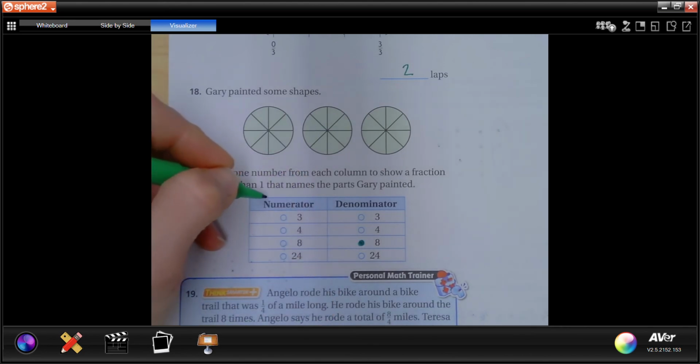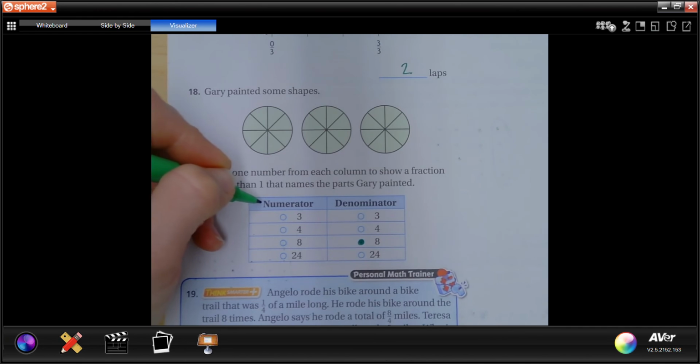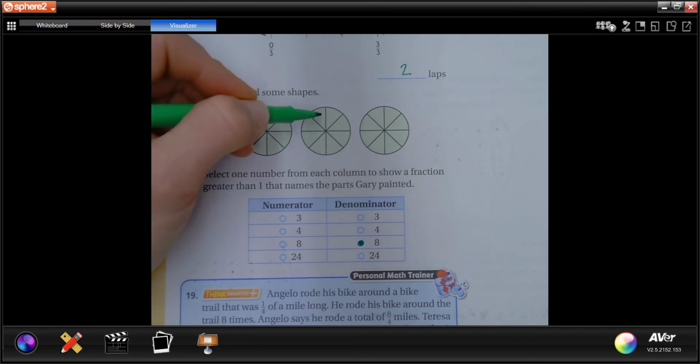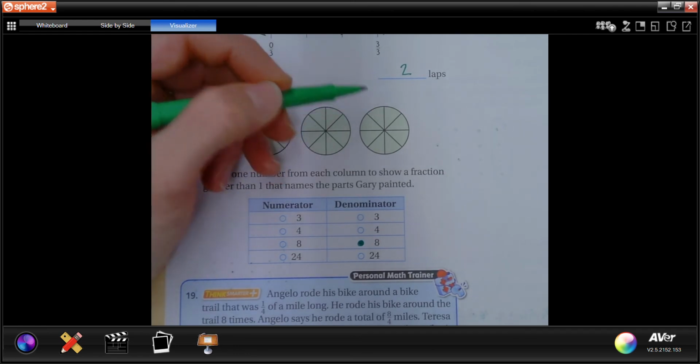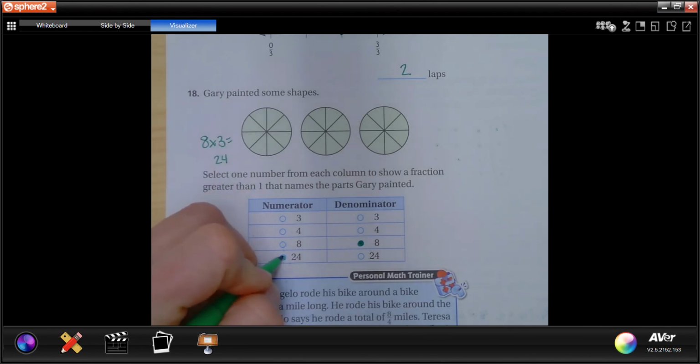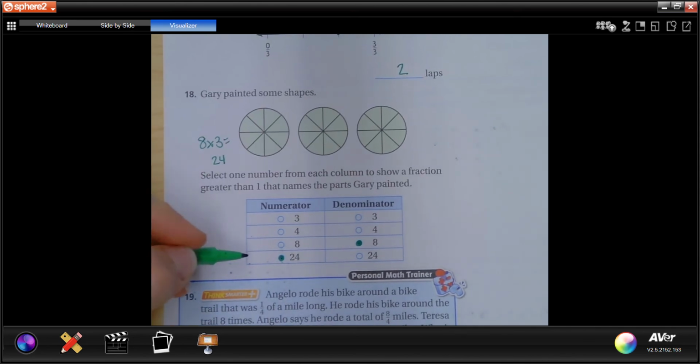Then our numerator is the total parts shaded. 1, 2, 3, 4, 5, 6, 7, 8. And there are 3 wholes that are shaded. So 8 times 3 equals, you guessed it, 24. Good job. So your numerator is 24 and your denominator is 8.